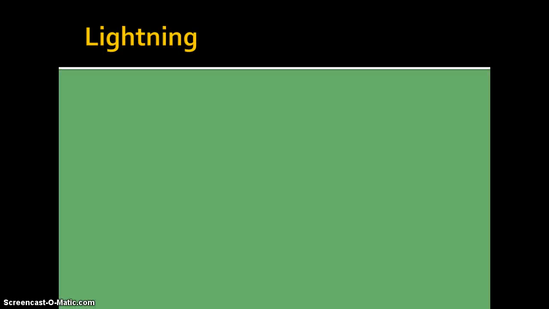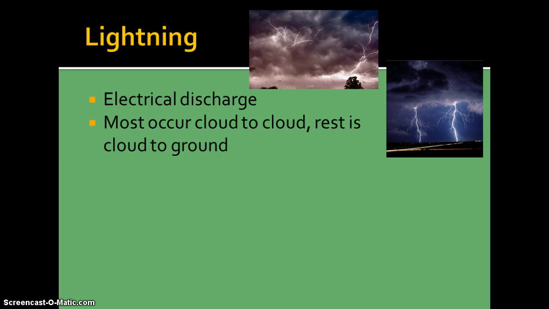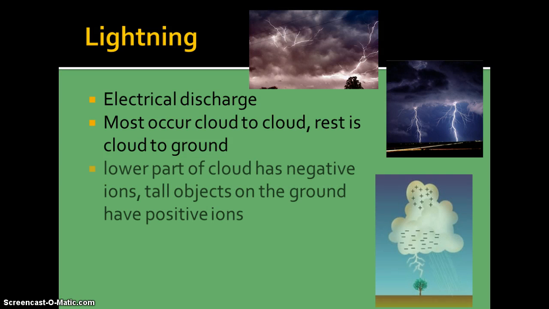During thunderstorms, usually you're going to experience thunder and lightning. Lightning is just simply an electrical discharge. It's electrons moving from one location to another. Most lightning actually occurs from cloud to cloud. The lightning that we see occurs from cloud to ground.